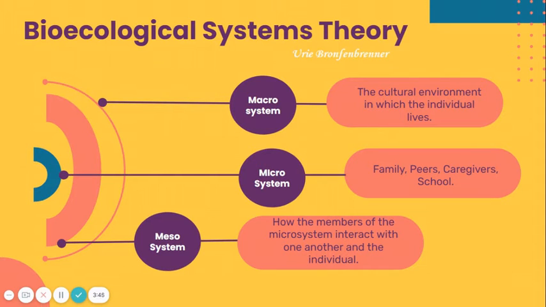The second circle or the second system represents the child's mesosystem. And this is how the members of the microsystem relate to one another and how they interact.